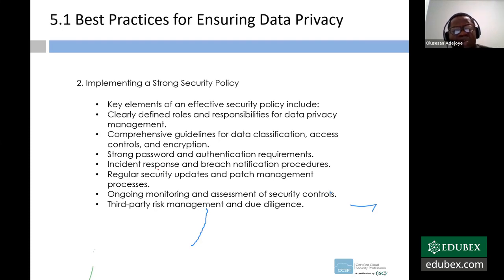Then implementing a strong security policy. Your policy drives the way the data is handled. Key elements of your policy should include roles and responsibilities. You must define that. The data has to be classified, because if you don't classify the data, you'll not be able to put appropriate controls over it. For strong passwords, you must identify your password and authentication requirements in your policies. And then you must also define how regular updates and patch management should be done.